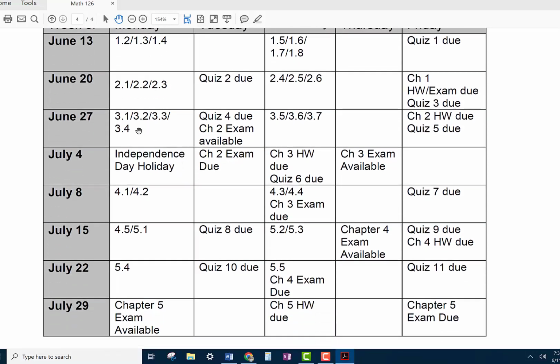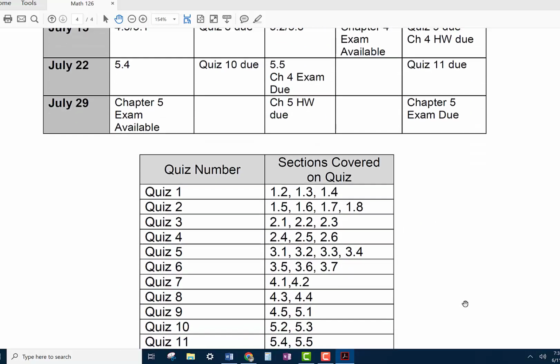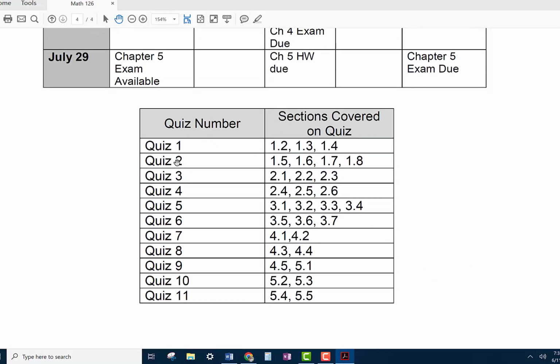But there's our schedule. We do have a holiday on the 4th of July. Yay, it's a great day. And here's what the quizzes cover. So quiz 1, 2: even if you want to skip the homework and do that test, you still have to do quizzes 1 and 2. And then there's 3, 4, the rest of it.